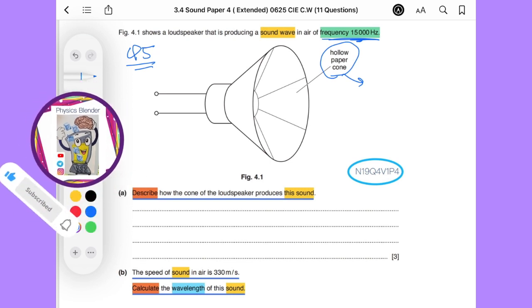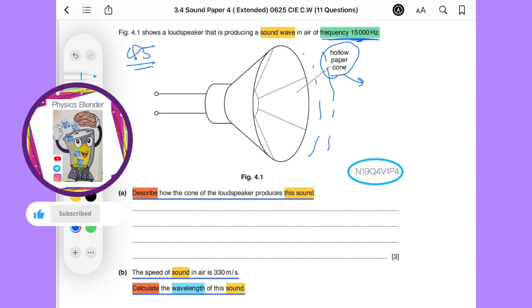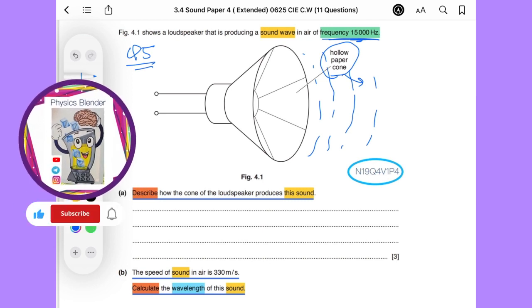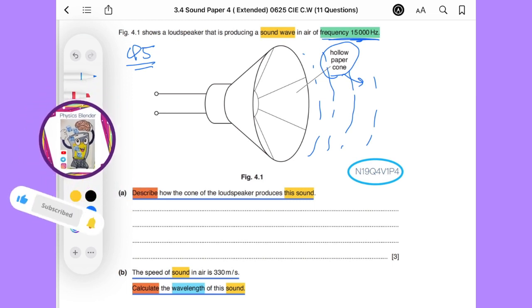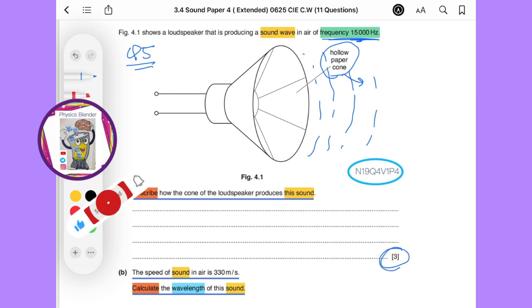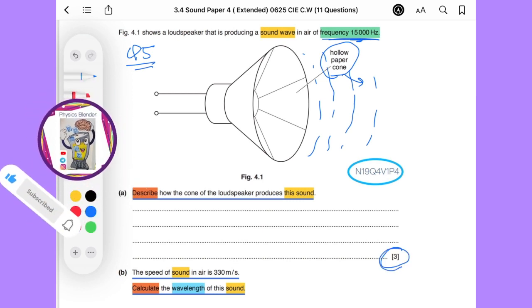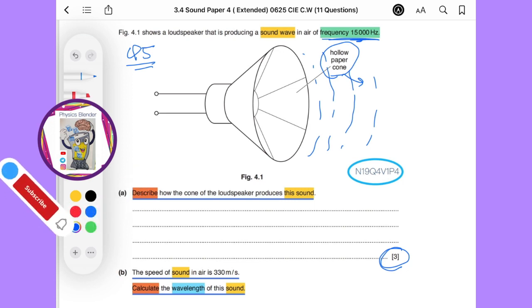So what will happen to the air particles here, which are close to the paper cone? They will produce compressions and rarefactions, and these vibrations will be along or parallel to the direction of energy transfer. Is it clear? So you have to mention all these points. You have a question, 3 marks, so you have to mention all the points in detail. Let's write down the answer now.